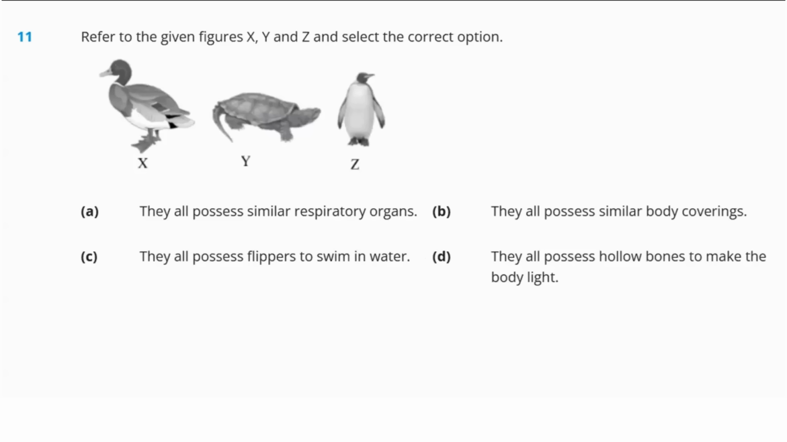Question number 11. Refer to the given figure X, Y, and Z and select the correct option. So this is a duck, a turtle, and a penguin. So what is there? They all possess similar body covering. No. They all possess flippers. No. They all possess hollow bones. No. They all possess similar respiratory organs. Yes, this is our correct answer.